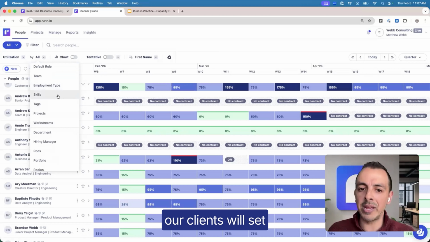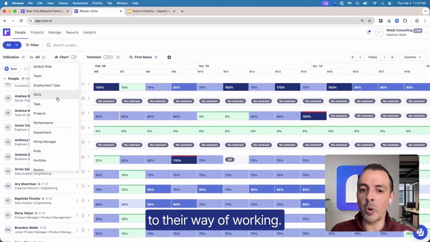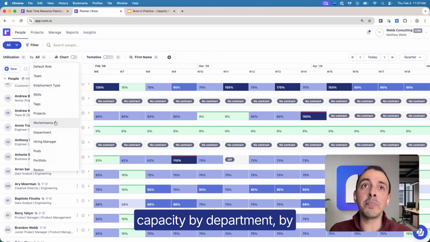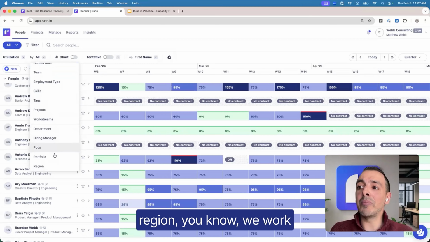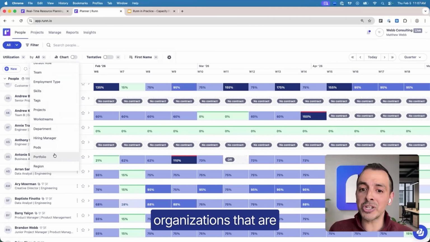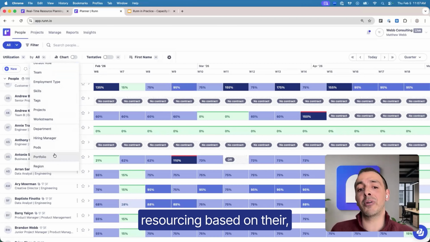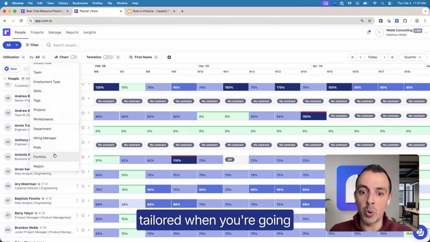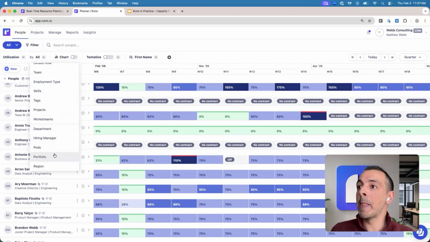The other thing I'll mention is that you're not limited to these fields. It's very common that our clients will set up Runn in a way that maps to their way of working. What I mean by that is if you need to understand capacity by department, by region, we work with a lot of internal organizations that are resourcing based on their portfolio. So this is all tailored when you're going through and actually setting everything up.